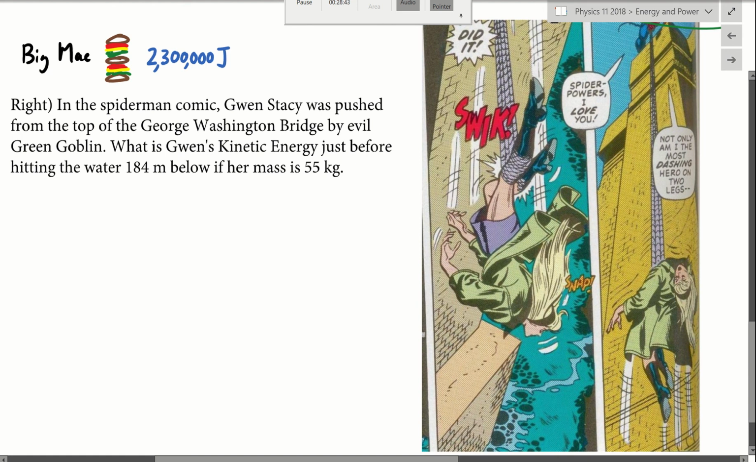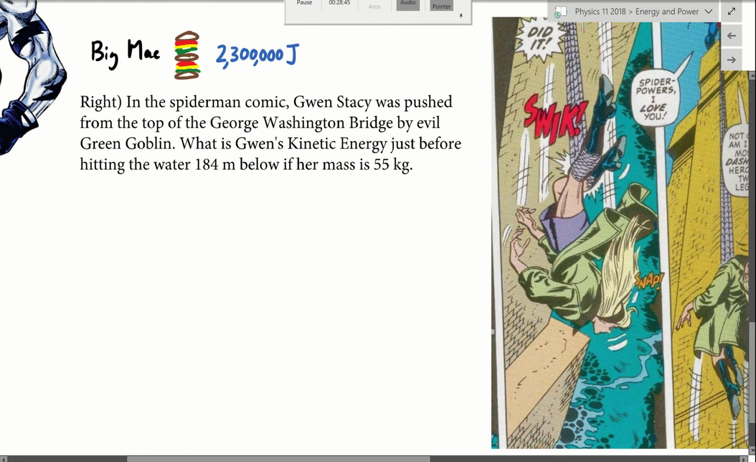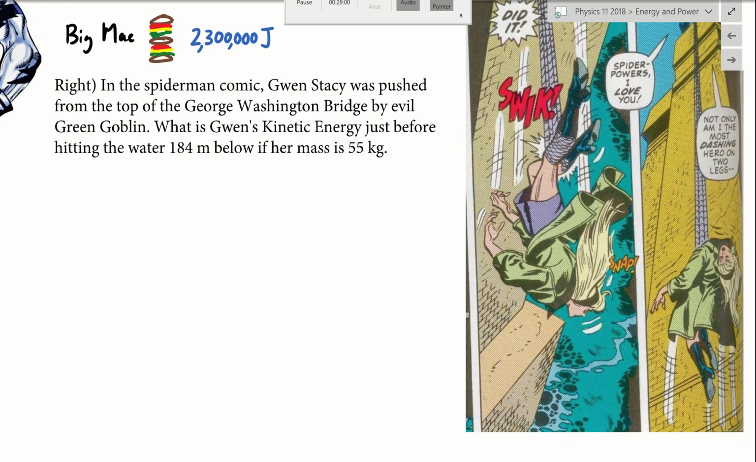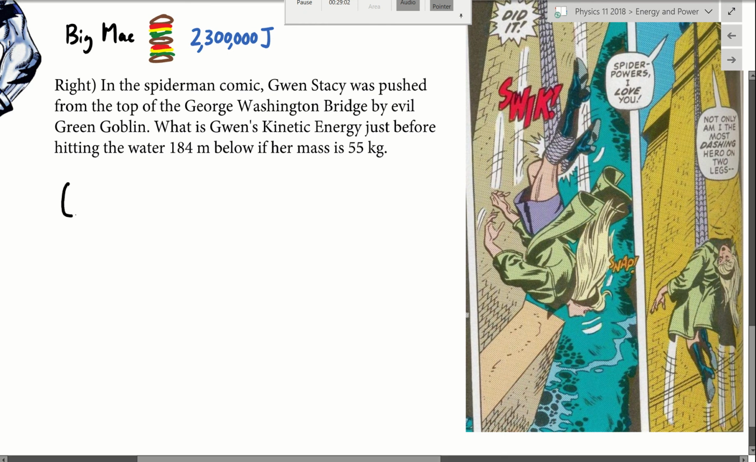You watched the clip. You can see that she was falling, getting faster and faster, and at the very last second, Spider-Man caught her. So what is her kinetic energy just before hitting the ground? Okay, so here is our lady, Gwen Stacy. Her initial velocity is 0. All right. So what is her kinetic energy?